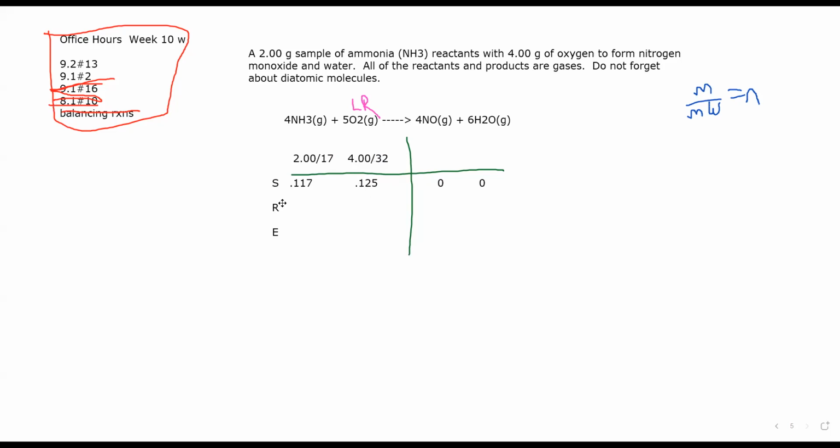We can also do the guess and check method where I'm just like, I don't have time to check, so I'm just going to pick one and see how it goes. So I'm going to have minus 0.125 times the mole ratio, which is going to be a 4/5. And I'm going to have a minus 0.125 times the mole ratio, which is a 5/5. And I'm going to have plus 0.125 times the mole ratio, which is 4/5. And I'm going to have plus 0.125 times the mole ratio, which in this case is going to be 6/5.